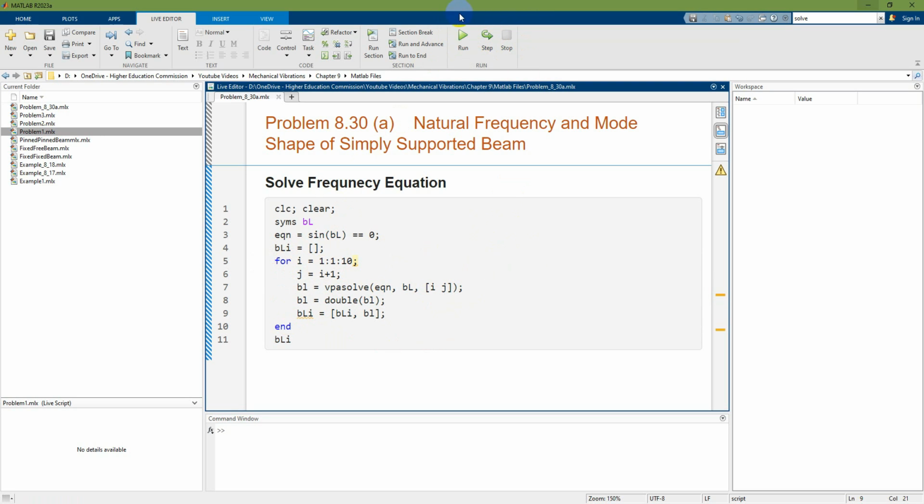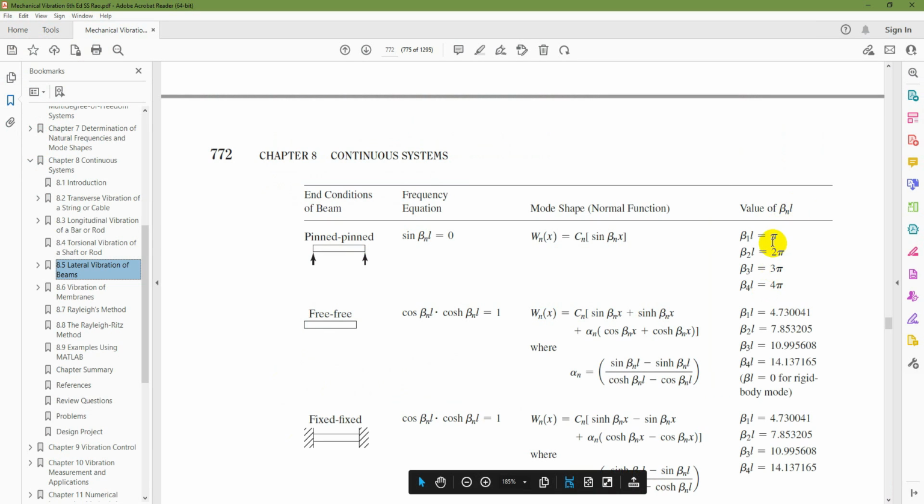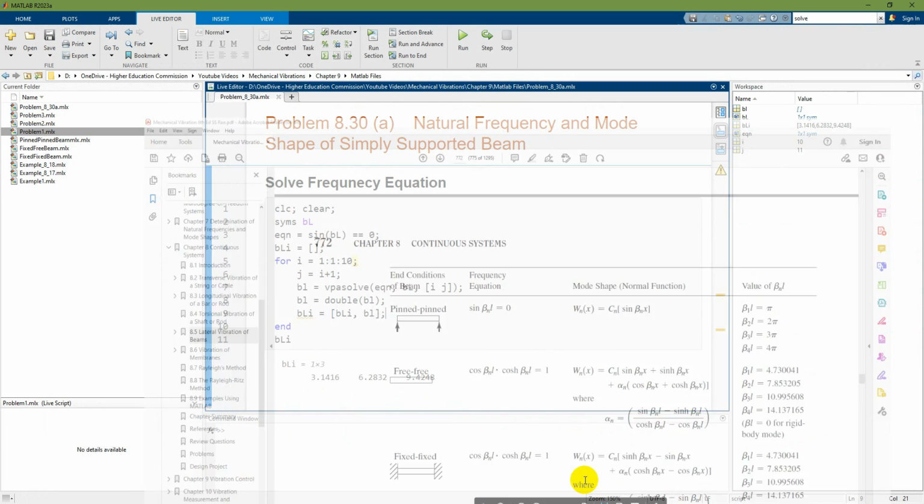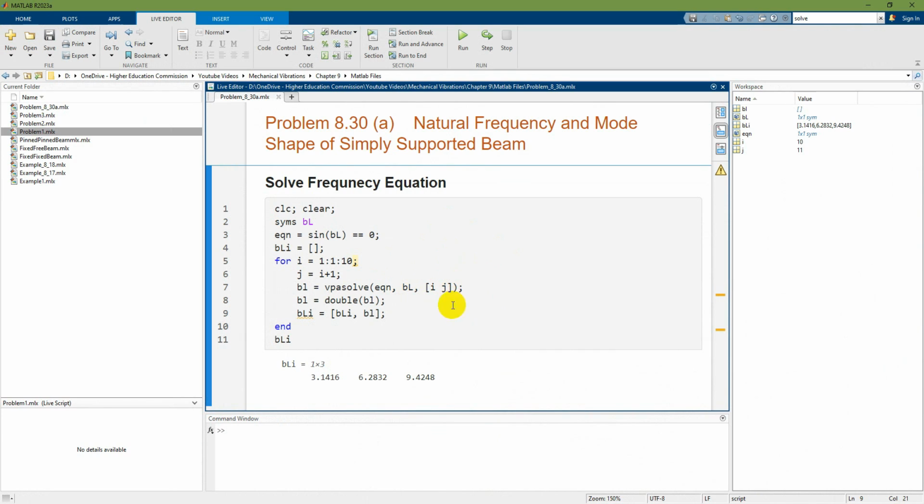Let's run that part of the script, and here you can see the first three roots are between 1 to 10. These are the three values of BLi: 3.146, which is pi, then 2 pi, and 3 pi. So the first part, solving the frequency equation, is done.